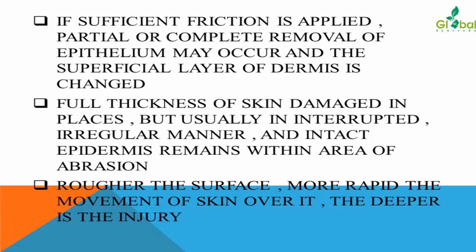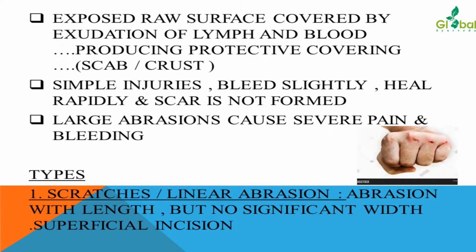The full thickness of the skin is damaged in places, and that is not a regular or continuous pattern. Here, only part of the thickness of skin is damaged. It is not uninterrupted; it is interrupted skin damage that is seen, mostly in an irregular manner, with intact epidermis remaining within the area of abrasion. The rougher the surface, the more rapid the movement of skin, and the deeper the injury. The exposed raw surface will be there.